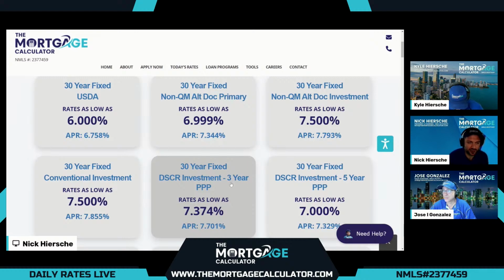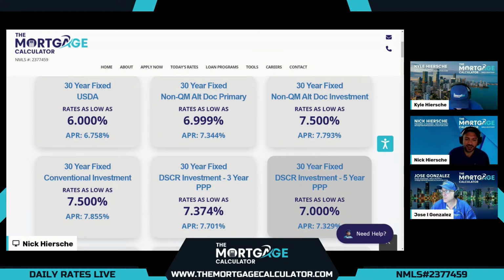So the first option here is our 3-year prepayment penalty option, which is standard. Rates come in at 7.374 today. Final APR 7.7, beating conventional. Absolutely amazing. Most investors will choose a DSCR program even when it's more expensive than conventional, but today we can beat it. And to sweeten the deal, you can add a 5-year prepayment penalty for our investors willing to do that.